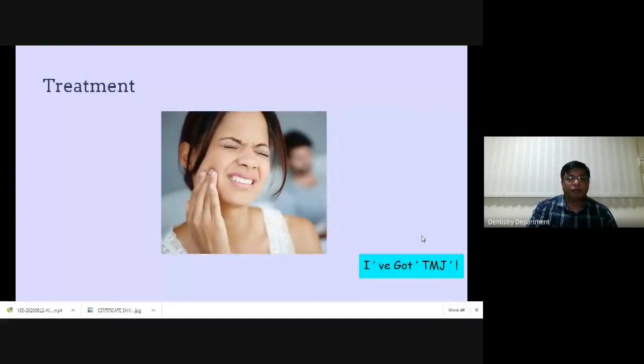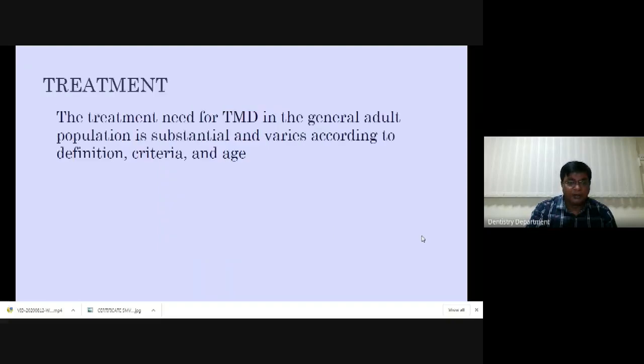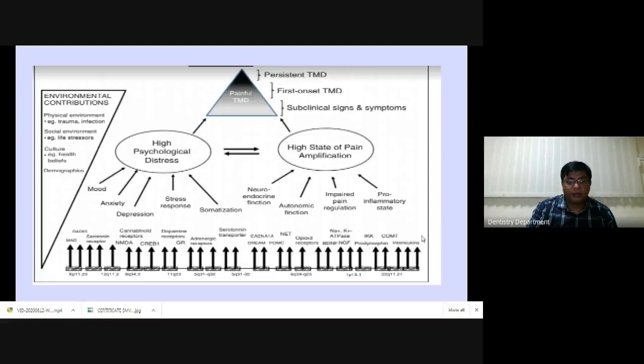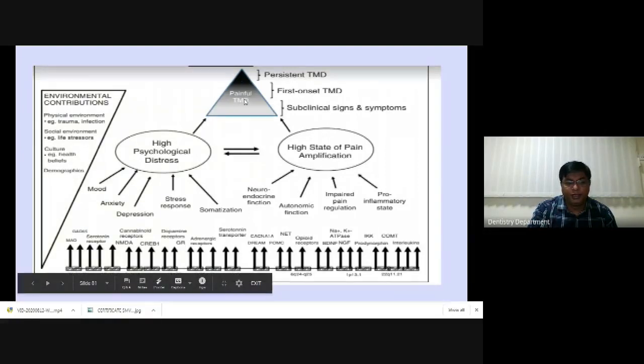So what is the treatment for TMD? Now we know these are things which are causing the TMD. What are the treatments available? The treatment need for TMD in the general adult population is substantial, and it varies according to definition, criteria, and age. So you have to treat the patient who may be under high psychological distress or a high state of pain amplification, which may lead to painful TMD. These are all maybe the reasons behind that.